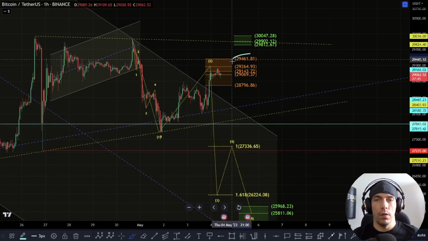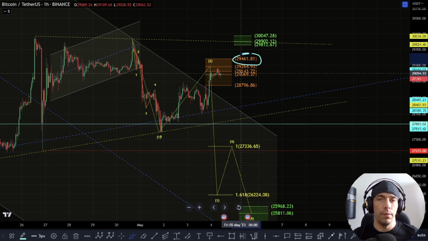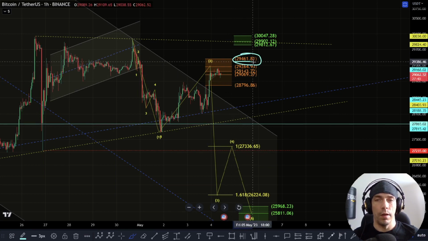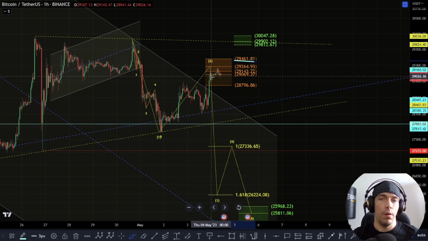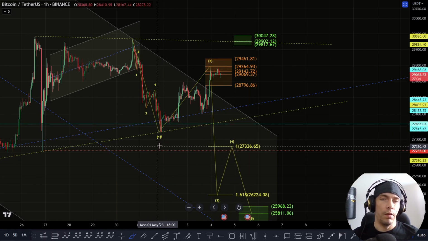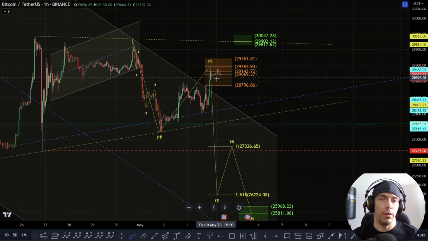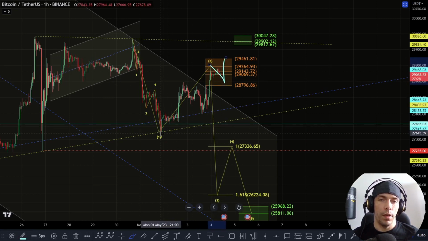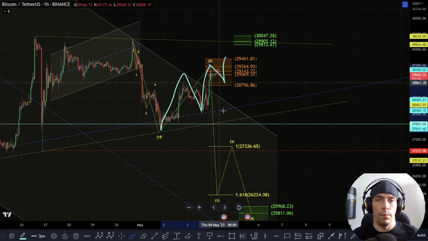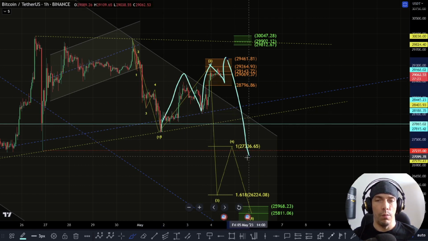Now, the typical zone that we would not really go back above if it's an impulse is this 786, which would be this 29,461. If we start to break above this area, it becomes less likely that we're going to see that continuation play out. So if we do get an additional fourth and fifth wave here, we have to be careful that this isn't just a bigger corrective structure, and then we break down.